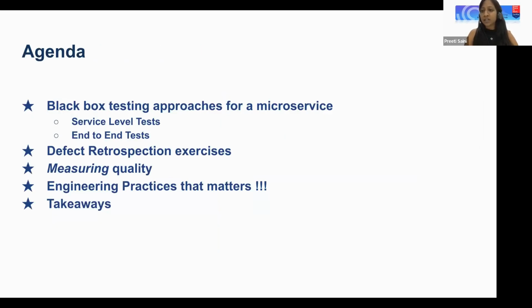Let's move on to today's session agenda. We'll be discussing the black box testing approaches for microservices and the two types of tests associated with it, which are the service level test and the end-to-end test. We would look into the defect retrospection exercises and the effectiveness of it. We'll also look into what measuring quality is, what we measure and how we should measure. Along with that, we'll look into what engineering practices matter to microservices teams, and the key takeaways from our session today.